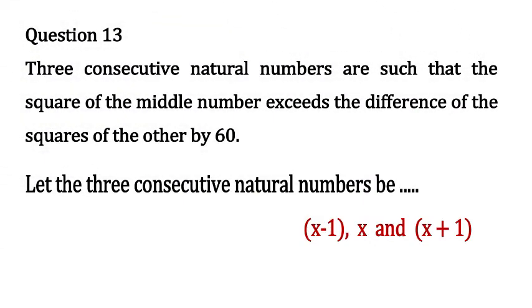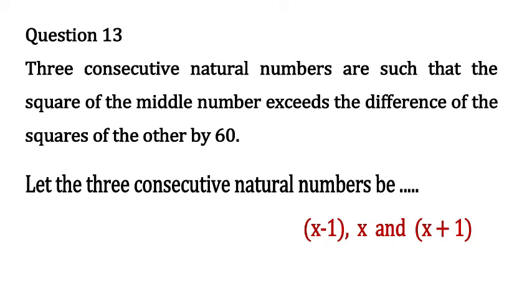Question number 13. Three consecutive natural numbers are such that the square of the middle number exceeds the difference of the squares of the other two by 60. And in the textbook it is given: assume the middle number to be x and form a quadratic equation satisfying the above statement, hence find the three numbers. Go through the textbook once for this condition.